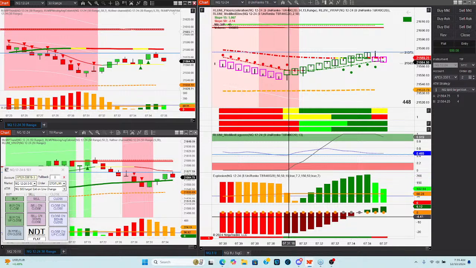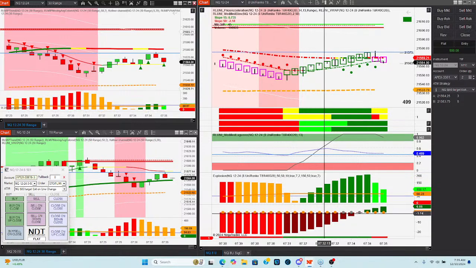This is a squeeze indicator. Was it TTM squeeze indicator? It's another free one off of NinjaTrader. And how I use that is, there's two ways I've looked at it.